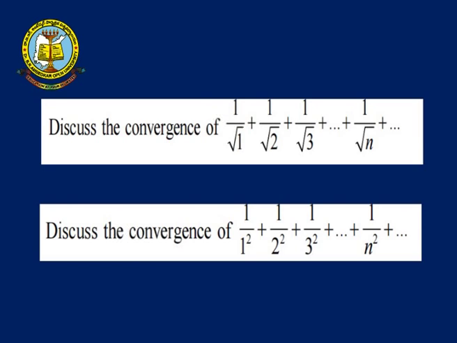Now, coming to the second example: 1 by 1 square plus 1 by 2 square plus 1 by 3 square plus so on 1 by n square. Here, sigma n equal to 1 to infinity of 1 by n square. P equals how much? 2. Since p equals 2, which is greater than 1, the series is convergent. So the first one is divergent, the second one is convergent. We can check this directly by the p test.